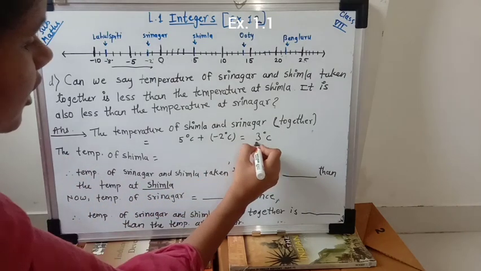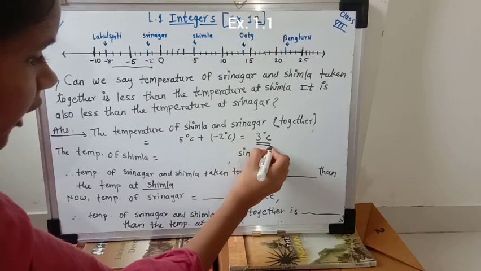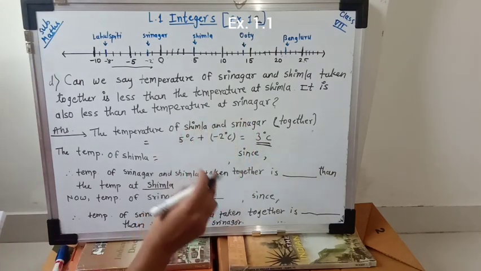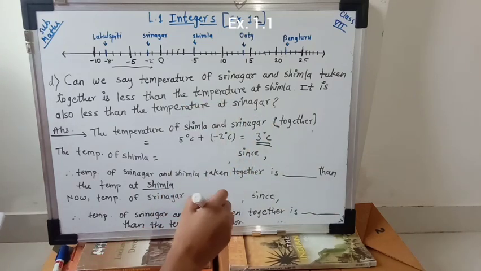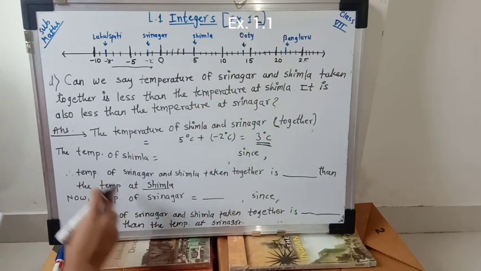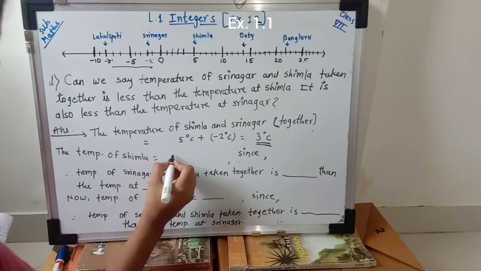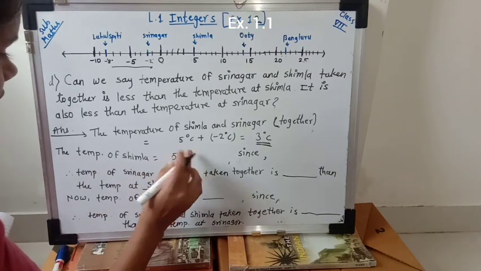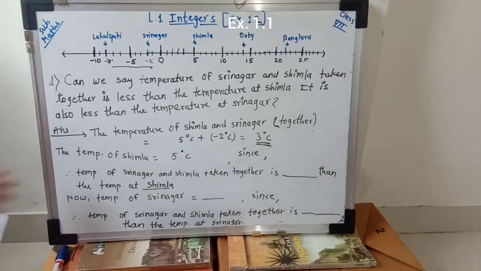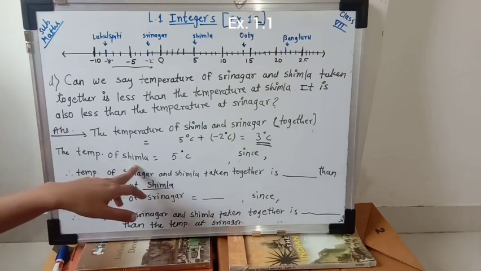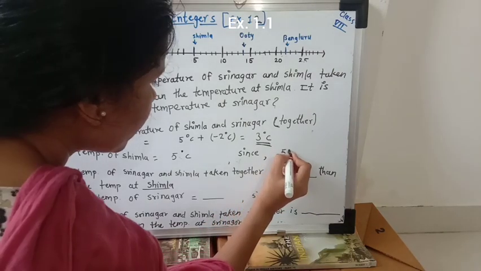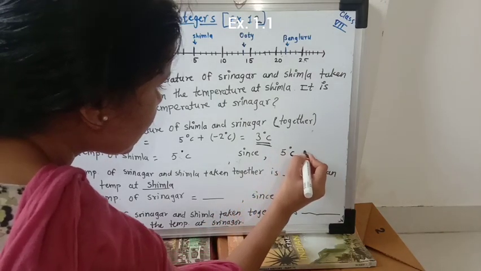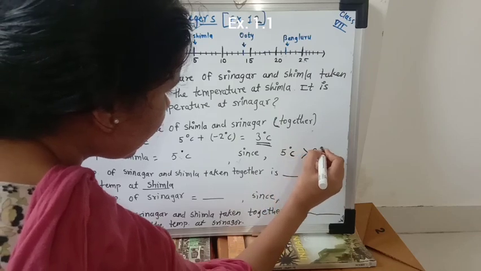Now this is the temperature we have taken together, okay, of Shimla and Srinagar. Now we have to see if this temperature is less than Shimla's temperature. Okay, what is the temperature of Shimla? That is 5 degrees Celsius. We can easily see here whose temperature is more, that is Shimla's temperature. So here 5 degrees Celsius is greater than the 3 degrees Celsius.